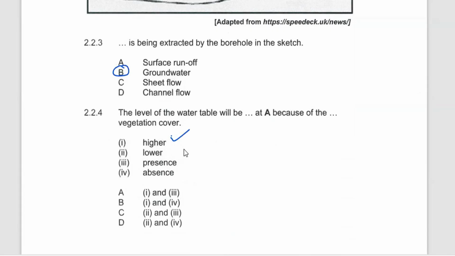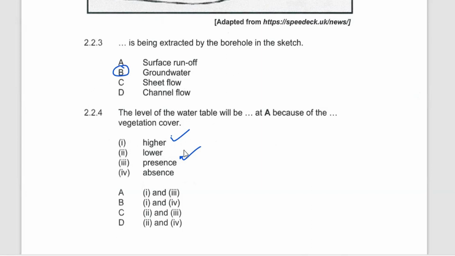We tend to have more water feeding into groundwater storage, and that will result in the upliftment of the upper zone of saturation of groundwater, which is our water table. So it's going to be higher because of the facilitation of infiltration by the presence of vegetation in that area. So item number 1 and item number 3 constitute our correct response. We say our correct answer for that one is item number 1 and item number 3.